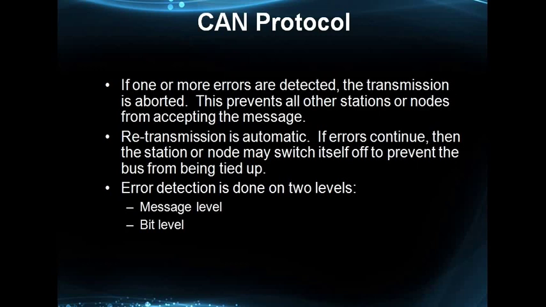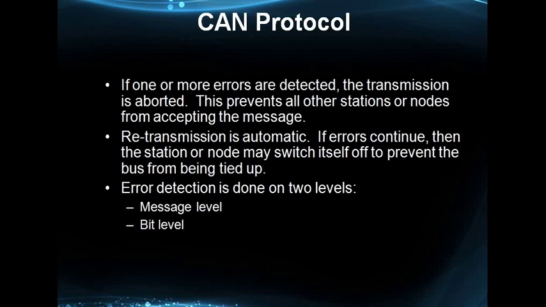I will tell you why all other nodes also send an error frame. Once the error is detected, the error frame is sent on the bus. So there is a possibility of retransmitting the lost messages. If the error continues, then the station or node may switch itself off to prevent the bus from being tied up. We will discuss more about this. This talks about CAN bus fault confinement.